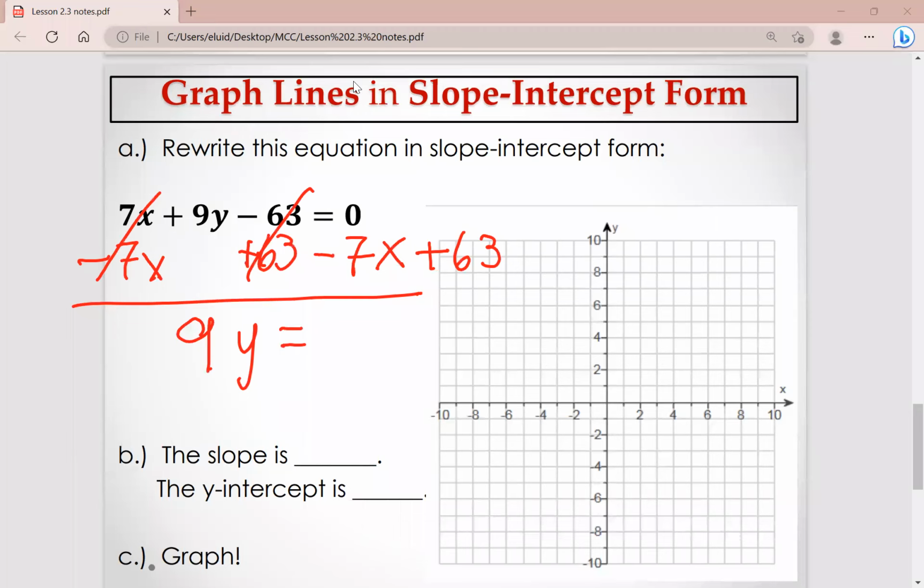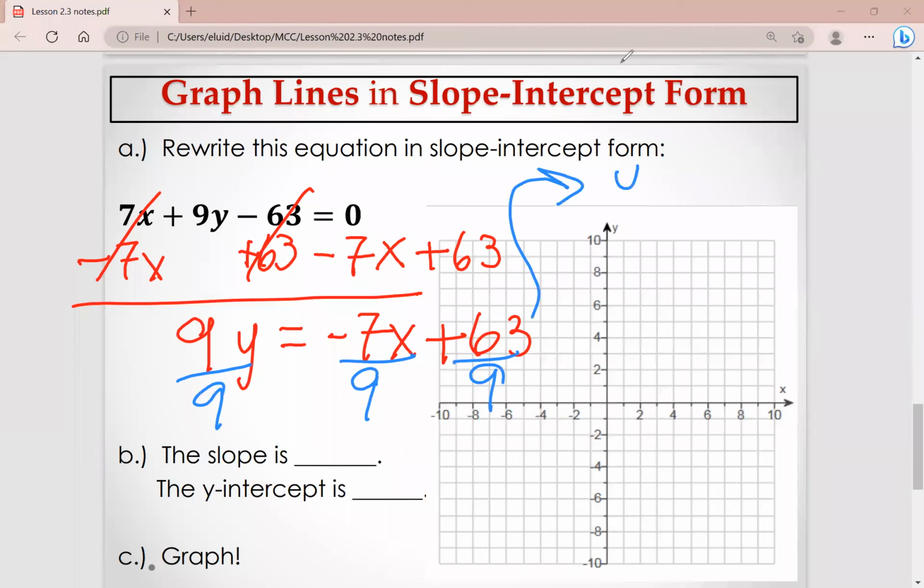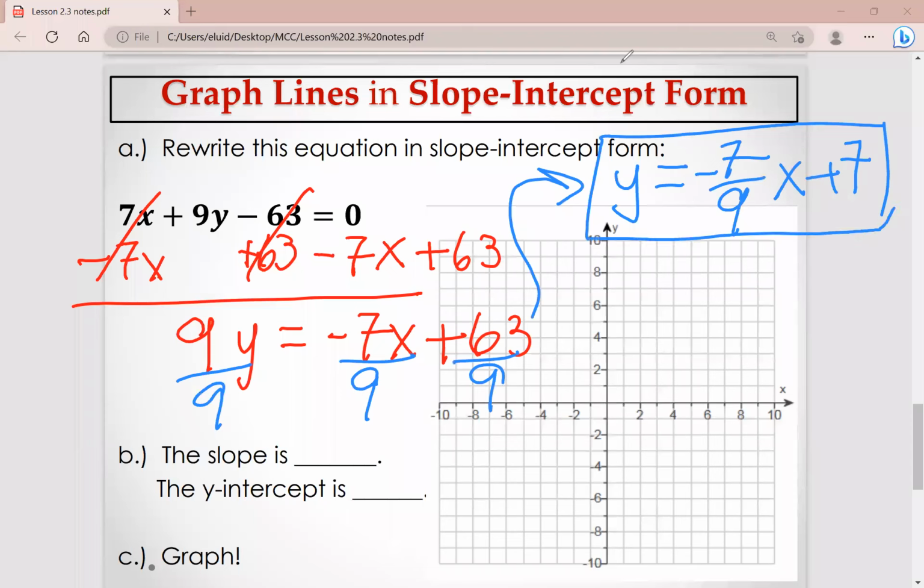So then we get 9y equals negative 7x plus 63. 0 plus 63 is still 63. And then we can divide by 9 to finish solving for y. So I'm dividing each piece by 9 here. I'm going to rewrite the answer up top. y equals negative 7/9 x plus 7. So 63 divided by 9 is positive 7.